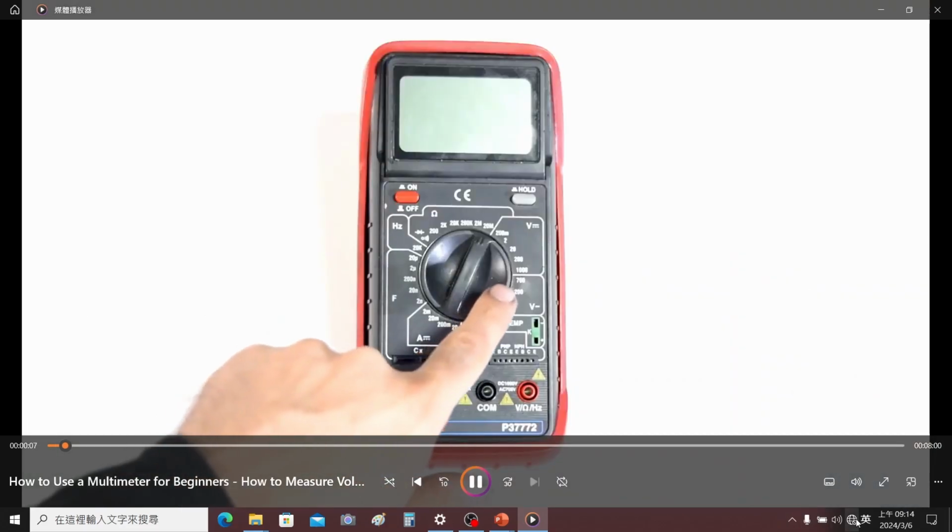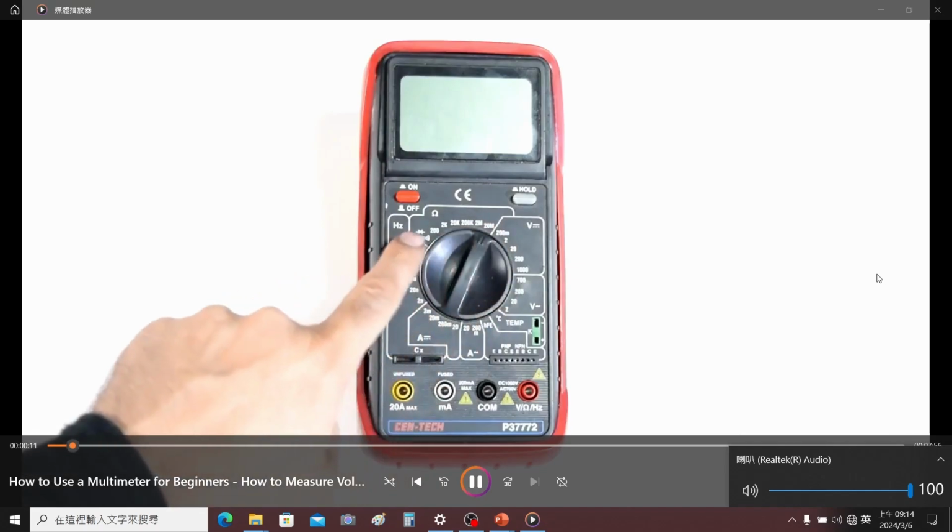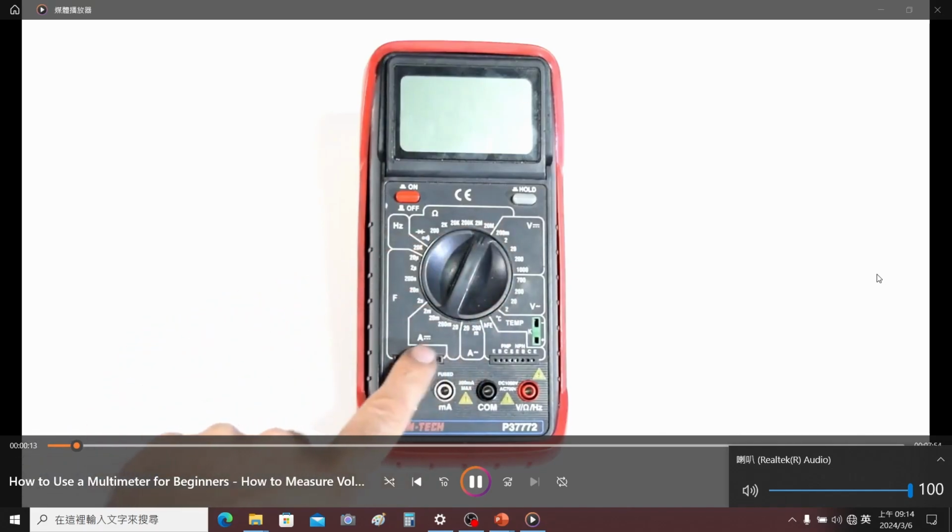Hey, how's it going, Do-It-Yourself first? Today we're going back to the basics and I'm going to show you how to properly use a multimeter. We'll be covering how to measure DC voltage, AC voltage, resistance and continuity, and also how to measure amps. Alright, let's start with DC voltage.